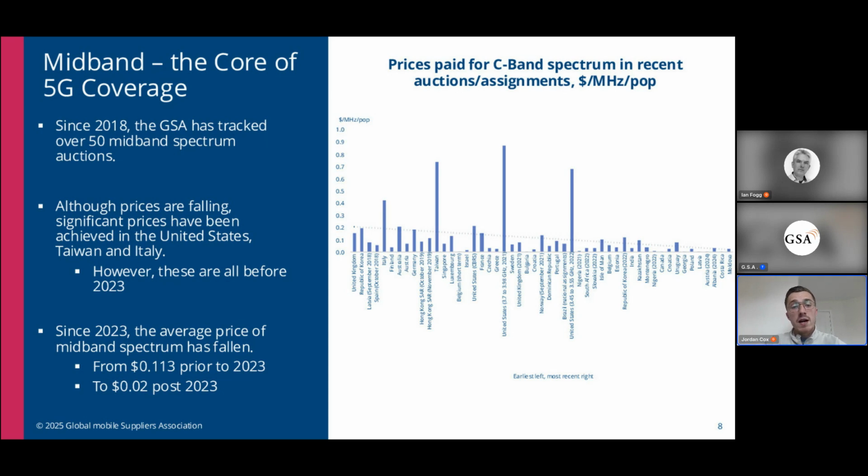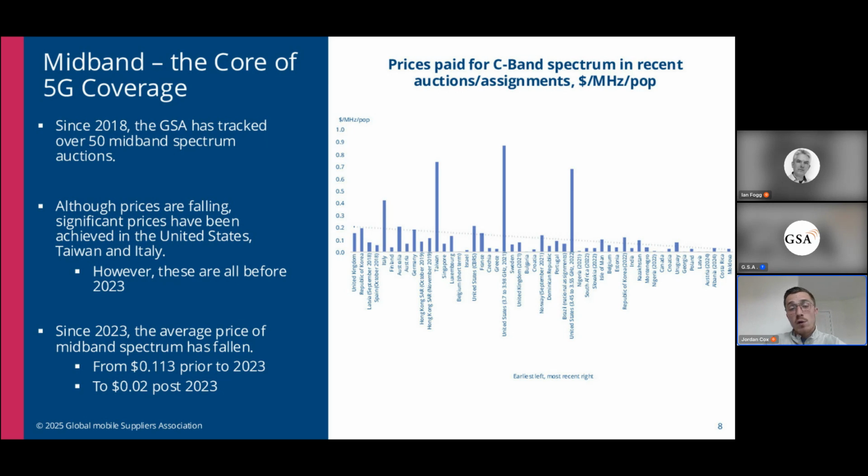However, this landscape has shifted since the end of 2023. The average price of mid-band spectrum has dropped sharply from $0.113 per megahertz per population before 2023 to around $0.02 after that year. And we've seen this borne out in recent auctions. For example, India's 2022 mid-band auction was one of the largest spectrum sales globally by volume, but prices were far more restrained. Similarly, Spain's 2023 auction of 3.5 gigahertz spectrum drew relatively modest bids compared to earlier years.